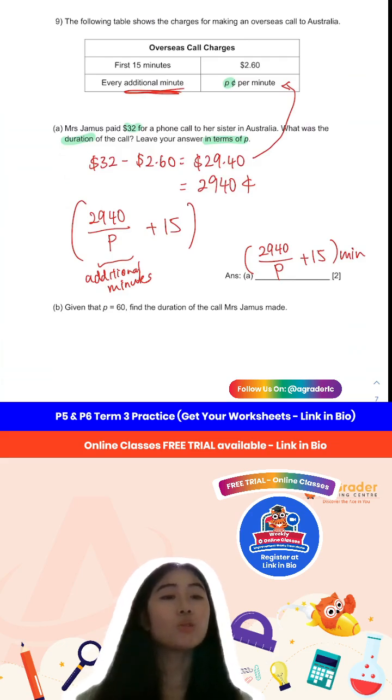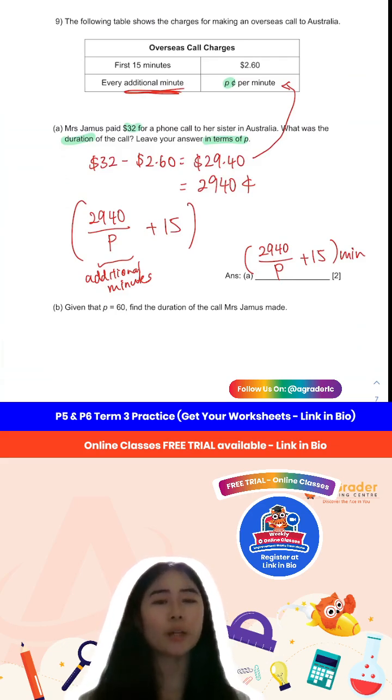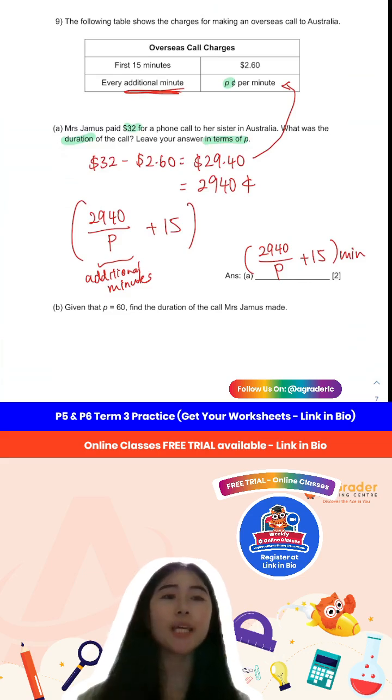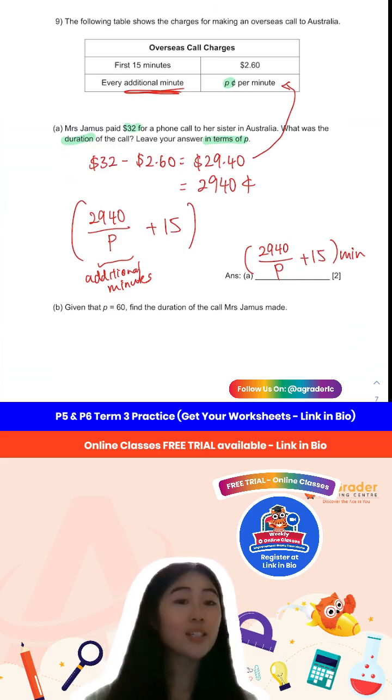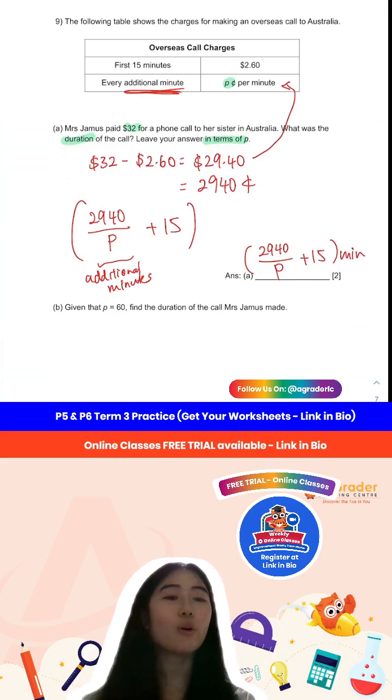So those of you who got 29.4, it is not correct because you are using dollars, whereas P is in terms of cents. So that means your units don't match. You have to match the unit first before you divide. Okay, Miriam, so your answer shouldn't be 29.4.